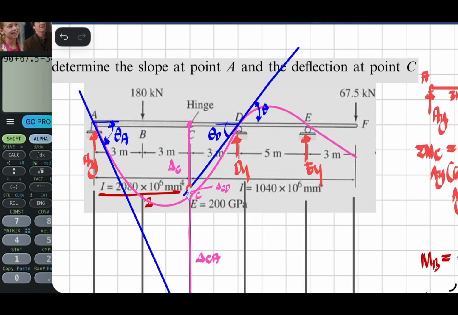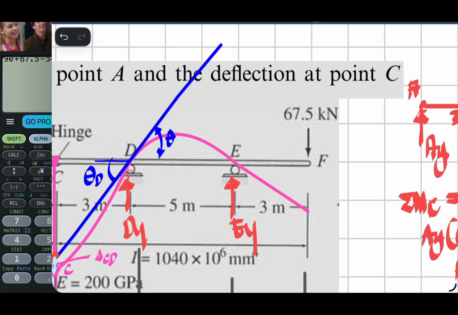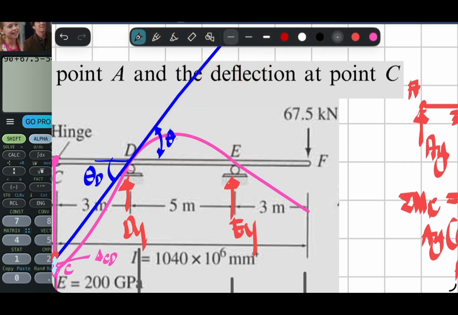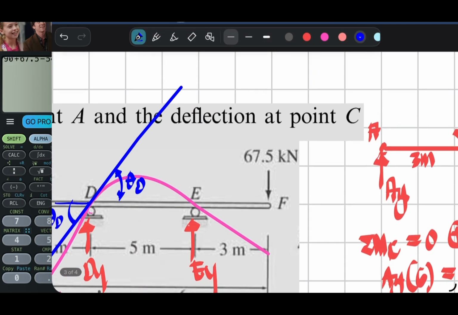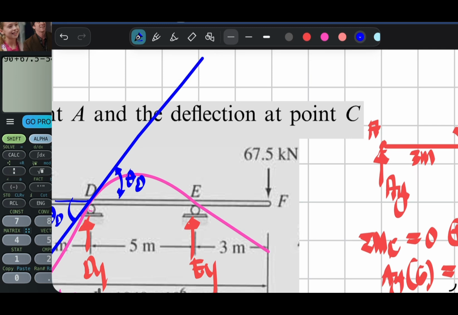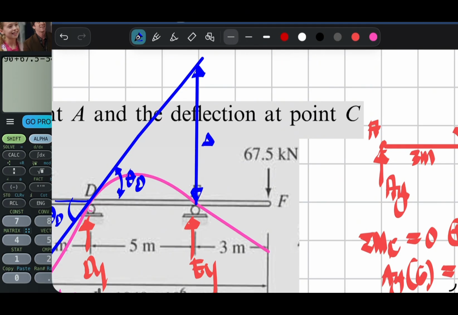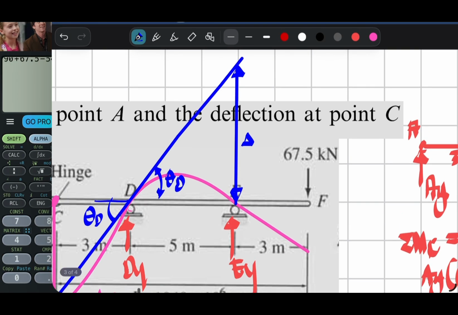Theta D is easier to solve, using the triangle from earlier. The base is 5, the angle is theta D, and the height is the distance that is the deflection of point E on the elastic curve relative to the reference tangent at D. So this is E to tangent line D.